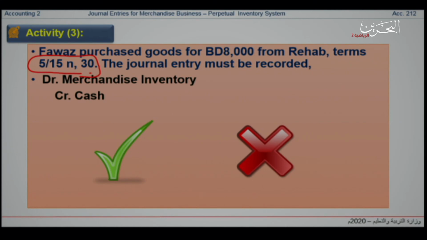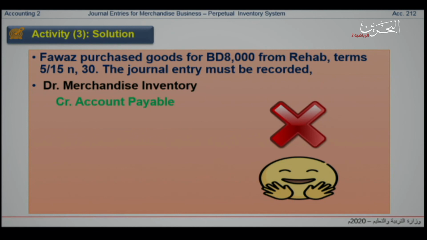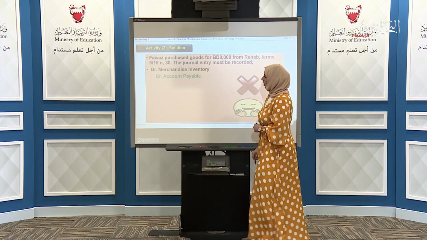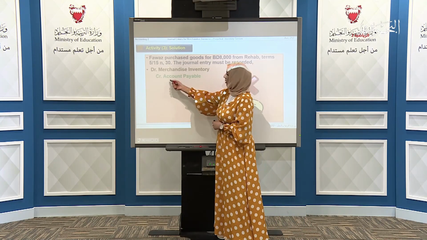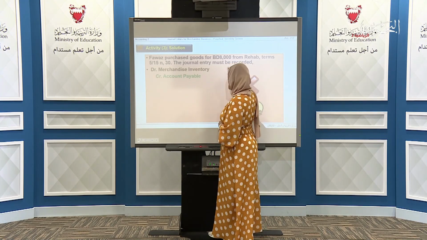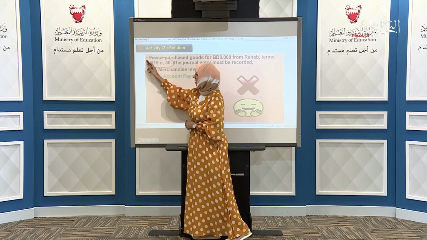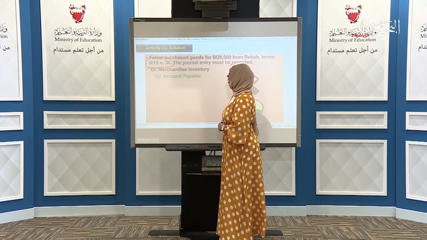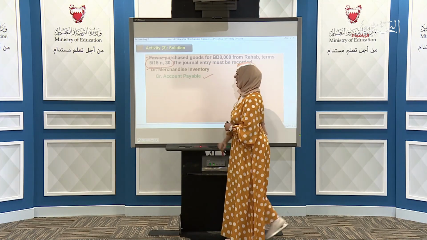Let us check our answer. It is wrong. Why is it wrong? Because they wrote cash on the credit side, but the purchase was on credit because of this term. So I should mention the liability that I have.